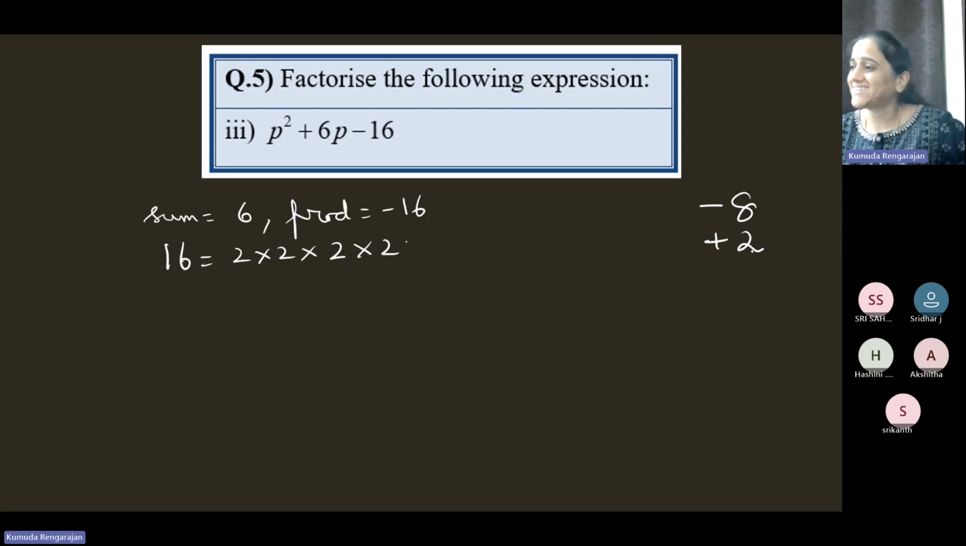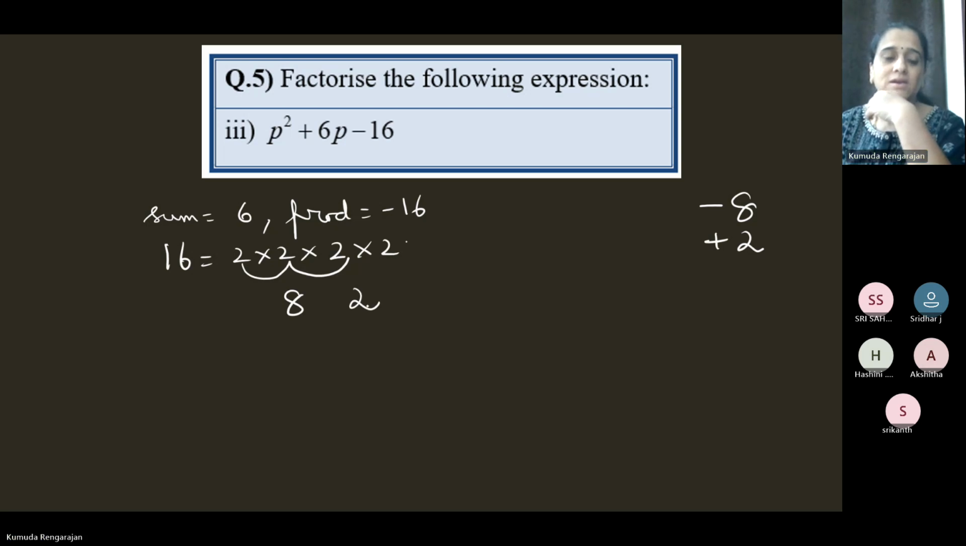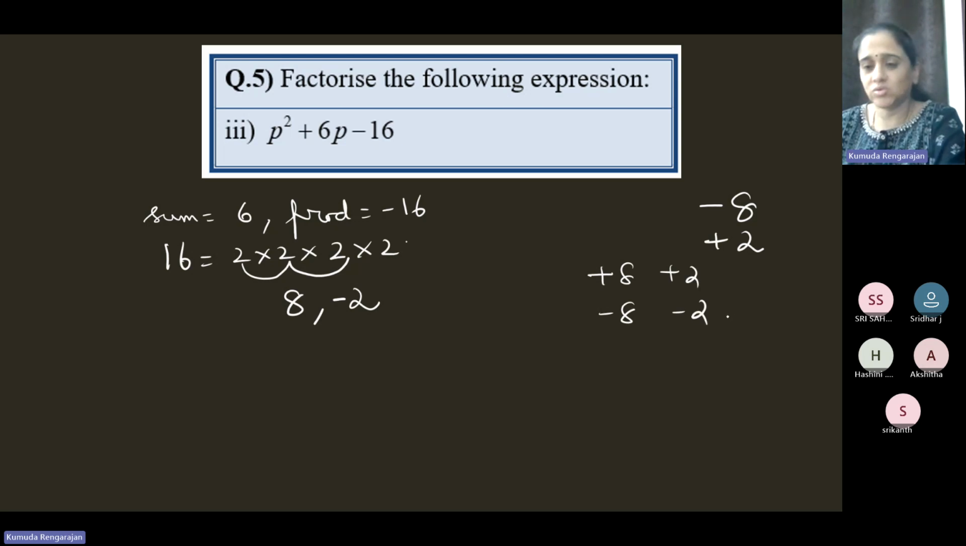What have you done? Very good, Hasini. So 2 twos are 4, 4 twos are 8. 8 is one number, 2 is the other number. Because 8 and 2 will give us 6. That's why 8 and 2. You need to get minus 16 and plus 6. See, the possibilities you can take plus 8 or minus 8, plus 2 or minus 2. Now you see what to do. So we have to take these two in the combination. Very easy to decide. It's not at all difficult.